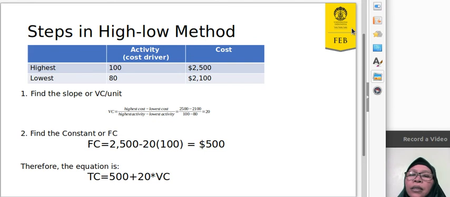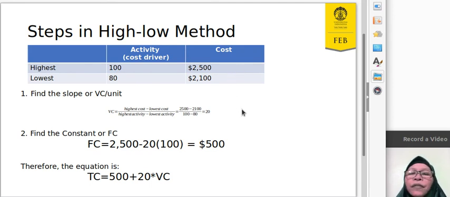The high-low method is simple, but it is not really accurate. In brief, it's very simple, so it's easy to do. If we want to have a conclusion or decision in a short time, we can use this one. All we need is the information about the highest and the lowest of the activity. Remember, the lowest and highest base we use here is the activity. So after finding the highest and the lowest activity, then we find the cost of each of them.